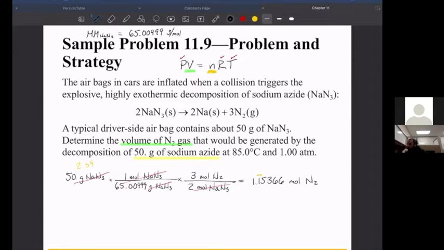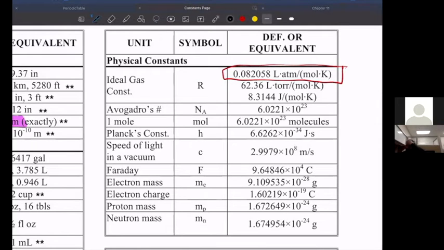So now I need to use PV equals nRT in order to solve for the volume of gas. If I divide both sides by the P, I can move it over. So volume equals n, which is my number of moles that I have here, times R. I'm going to have to go to my constants page, and the R is 0.082058 liters atm per mole Kelvin.